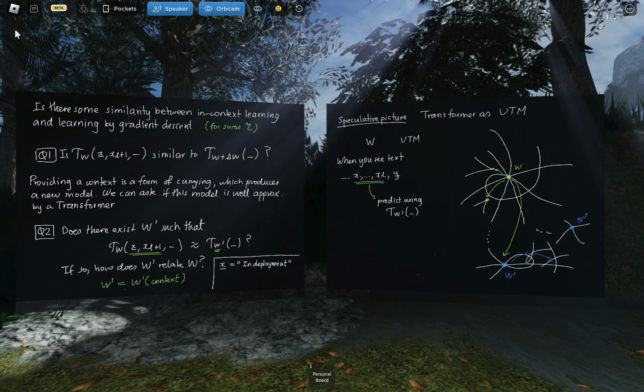Here's another example that I think is a little bit easier to think about. If you assume that the language model is good at following instructions, and you give it the tokens "repeat after me," then it turns into the identity function. Which is very different from a language model.